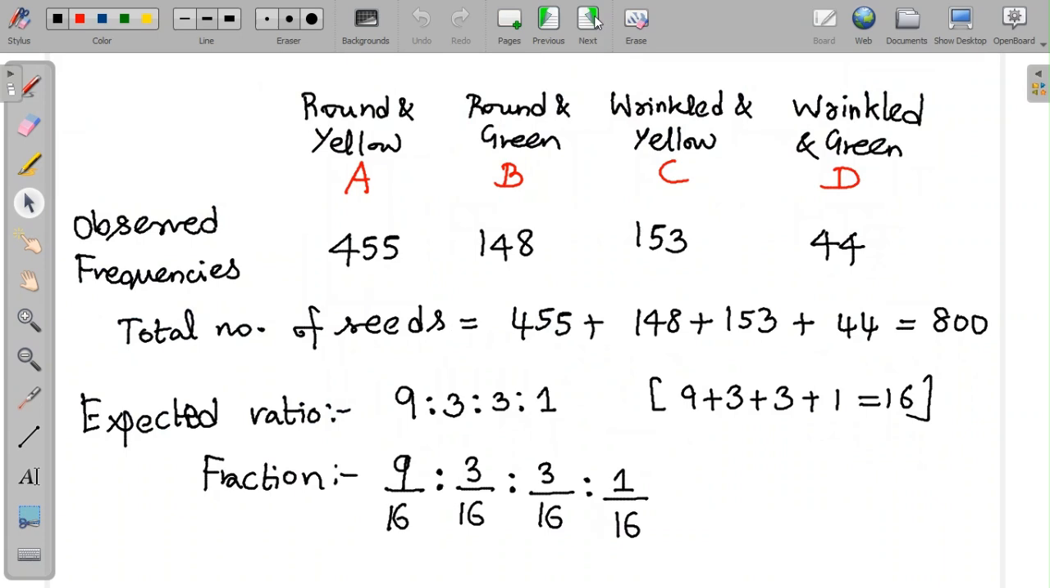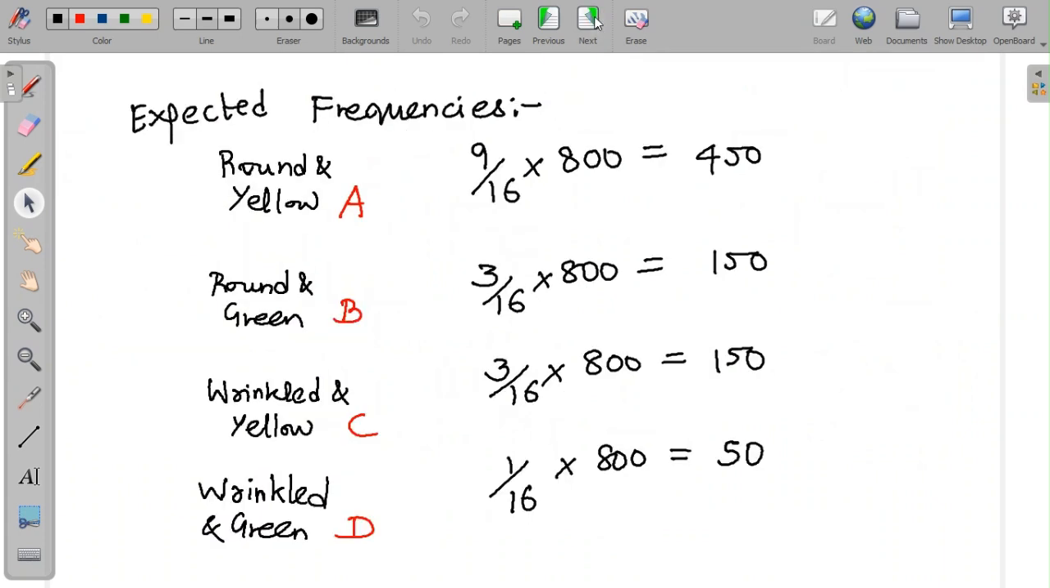But the ratio that is expected is 9:3:3:1. The four numbers have to give us 16. So when you express the ratio in terms of fractions, it's 9/16, 3/16, 3/16, and 1/16. That's going to help us calculate the expected frequencies. We find that 9/16 of 800 is 450, 3/16 of 800 is 150, and 1/16 of 800 is 50.